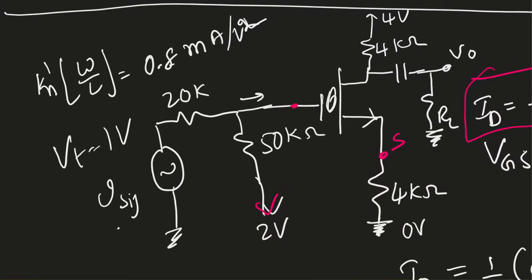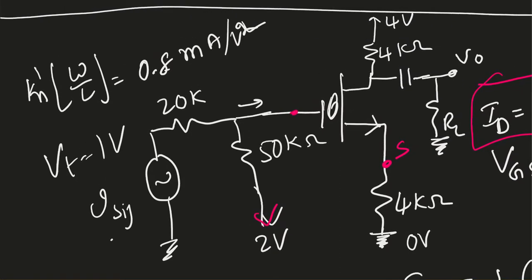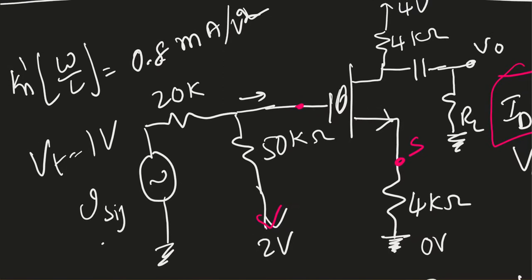In this video, I'm going to talk about AC analysis of MOSFET. So here is the given data and given circuit. Input is connected to the gate and output is connected to the drain. So this is the drain, here is the source.